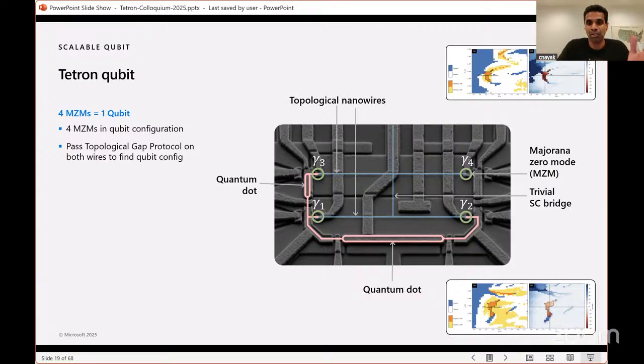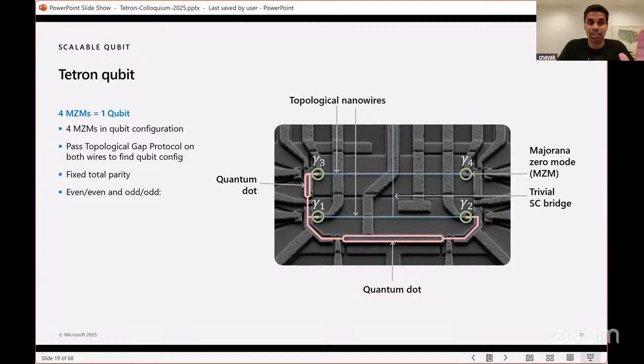And the good thing is a single magnetic field enables you to be in the topological phase on both wires. Okay. Now, the qubit again is fixed total parity. So if I say, hey, what is the total parity of this? Let's say it's all even. Okay, so an even number of electrons in the device.